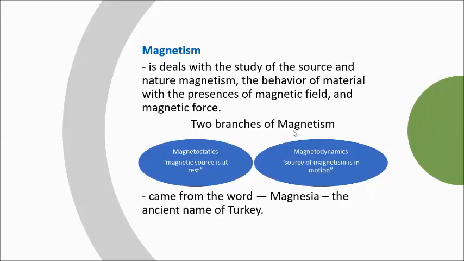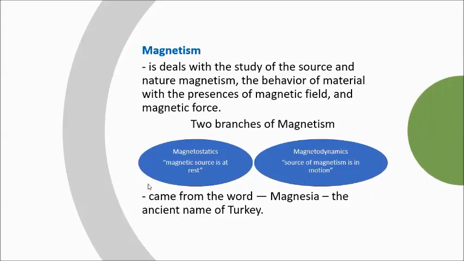Now, there are 2 branches of magnetism. First is magnetostatics. The second is magnetodynamics. Magnetostatics, we have the magnetic source is at rest. Magnetodynamics naman, the source of magnetism is in motion.